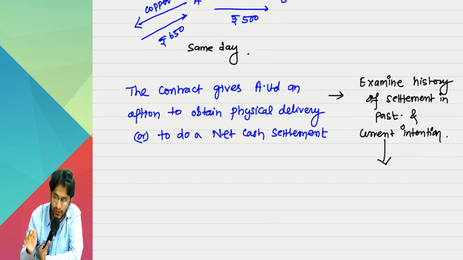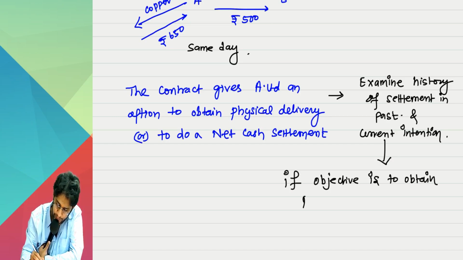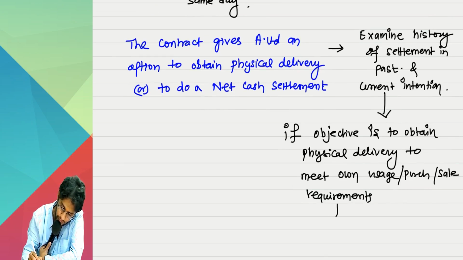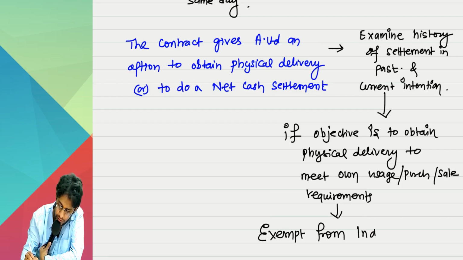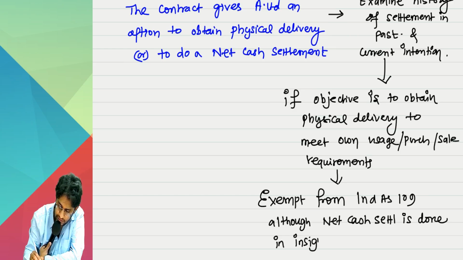Based on this, if it can be concluded that the objective is to obtain physical delivery to meet own usage, purchase or sale requirements, this is exempt or scoped out from Ind AS 109, although net cash settlement is done in insignificant cases.